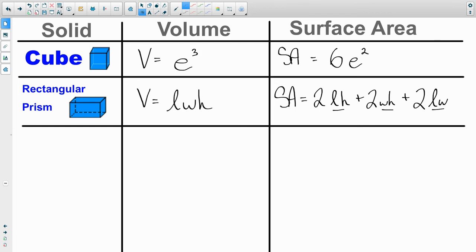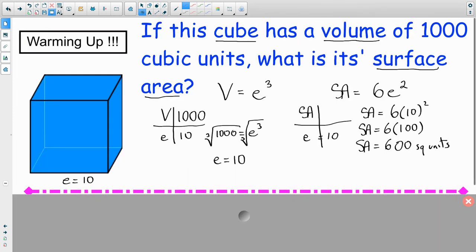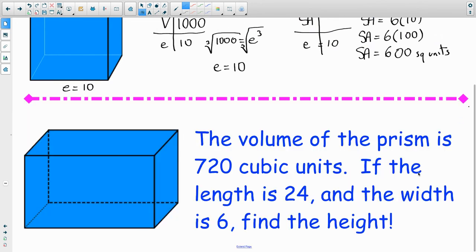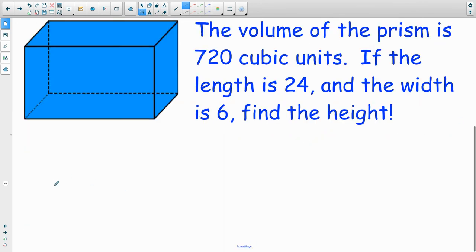Now, I think there was one more problem here that I just wanted to do. Yeah, there's one more hiding over here. So let's get rid of this one and see if we could do this last problem. And we'll call it a video. So here we go. The volume of the prism is 720 cubic units. If the length is 24 and the width is 6, can you find the height?